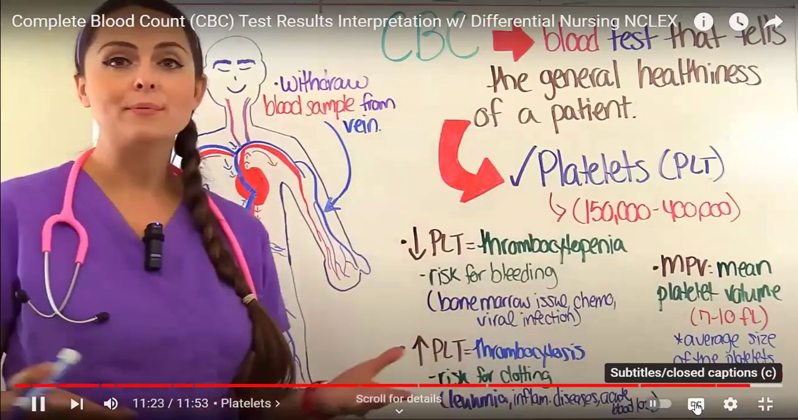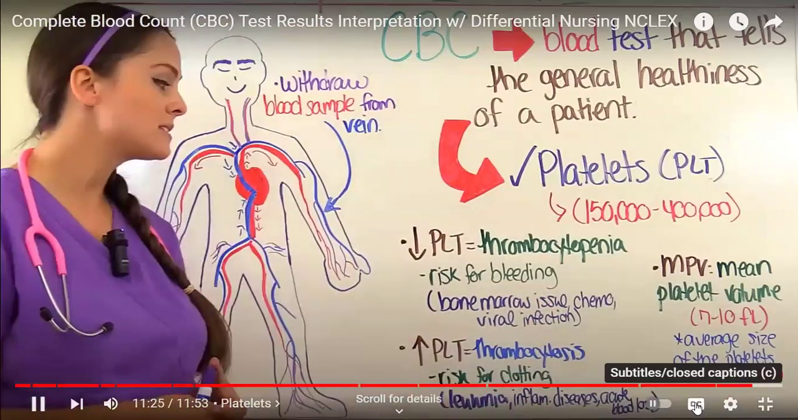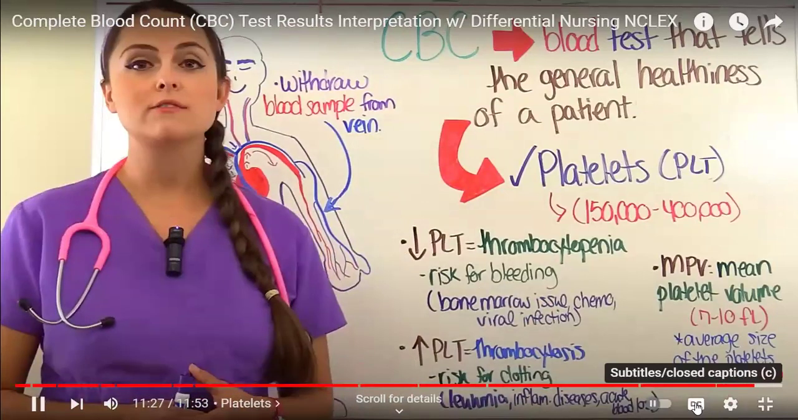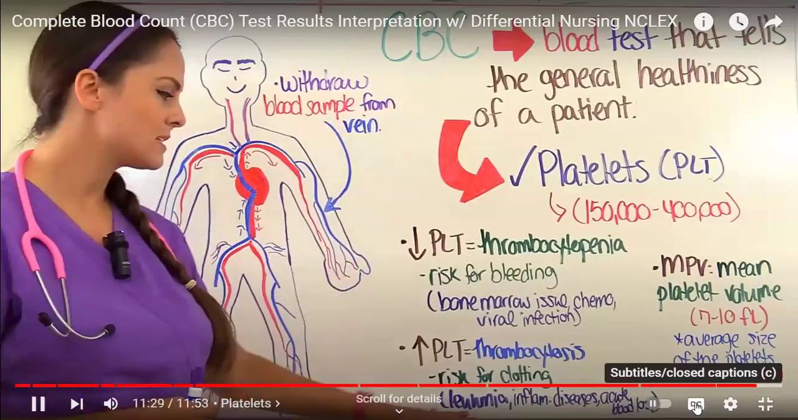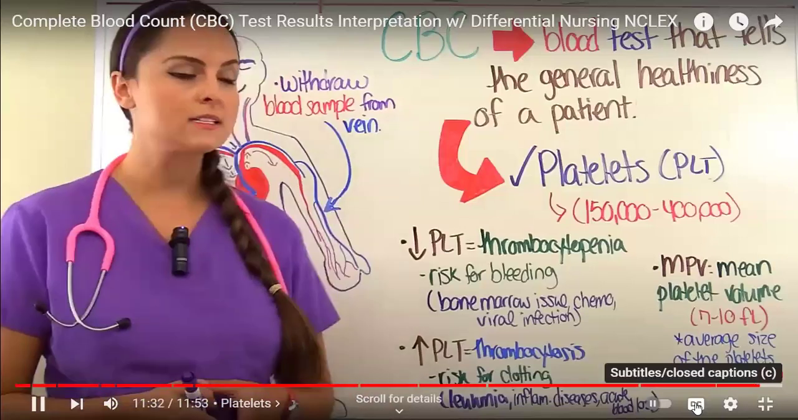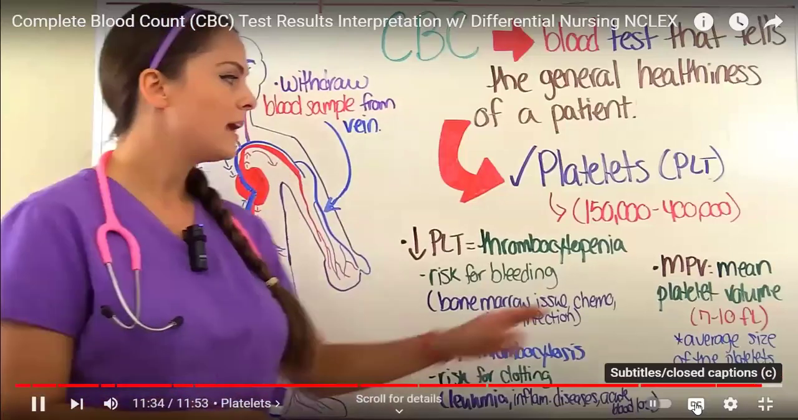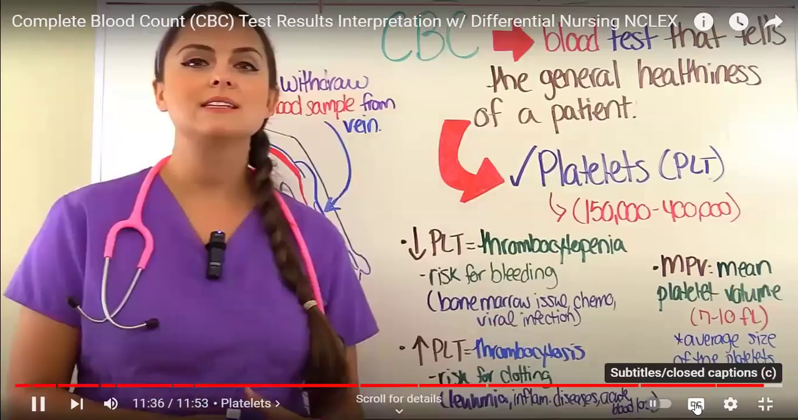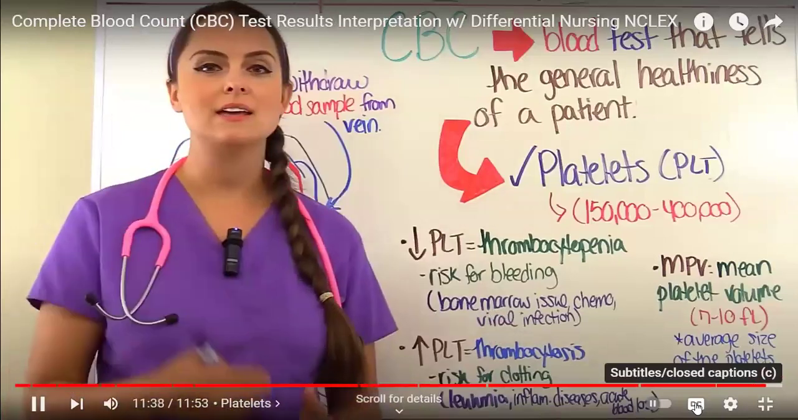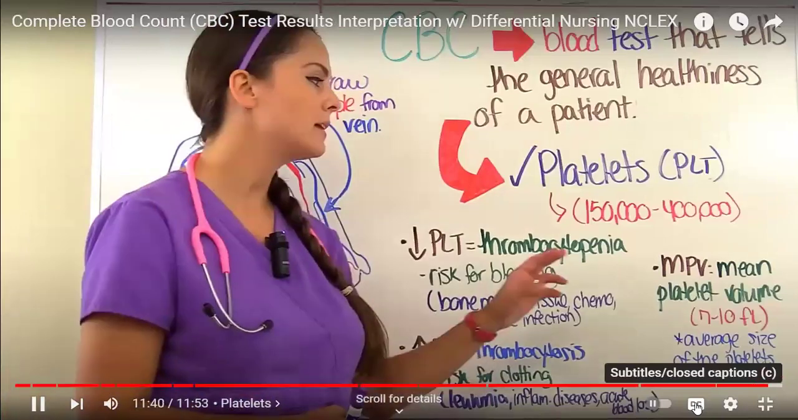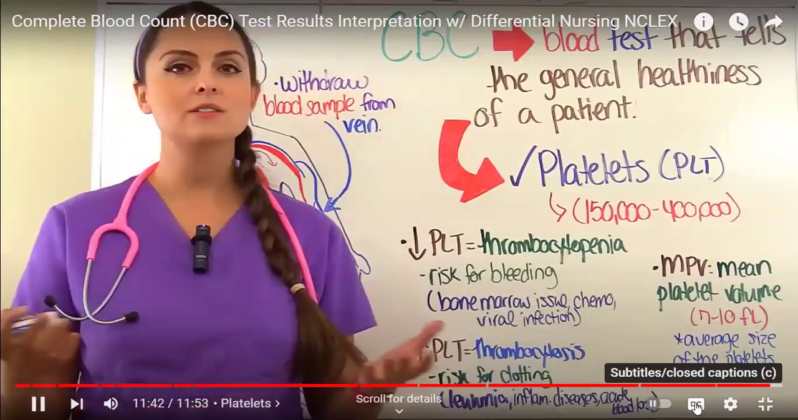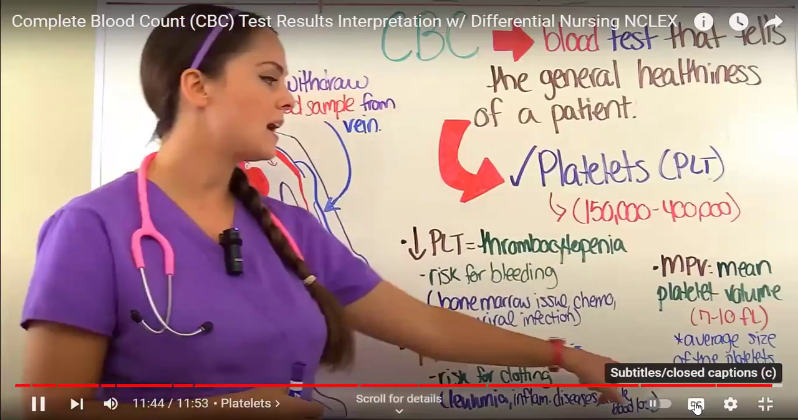Some things that can cause this are like a bone marrow issue, chemotherapy agents, and viral infections. A high platelet count is termed thrombocytosis, and there is a risk for clotting. And some things that can cause this are like leukemia, inflammatory diseases, or acute blood loss. And also on the CBC, you can see a MPV. This stands for mean platelet volume. And this is just measuring the average size of the platelets.